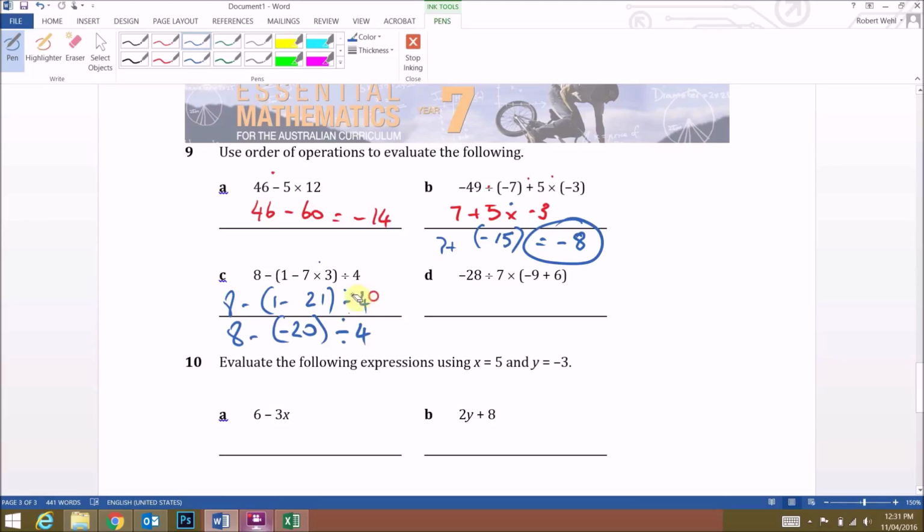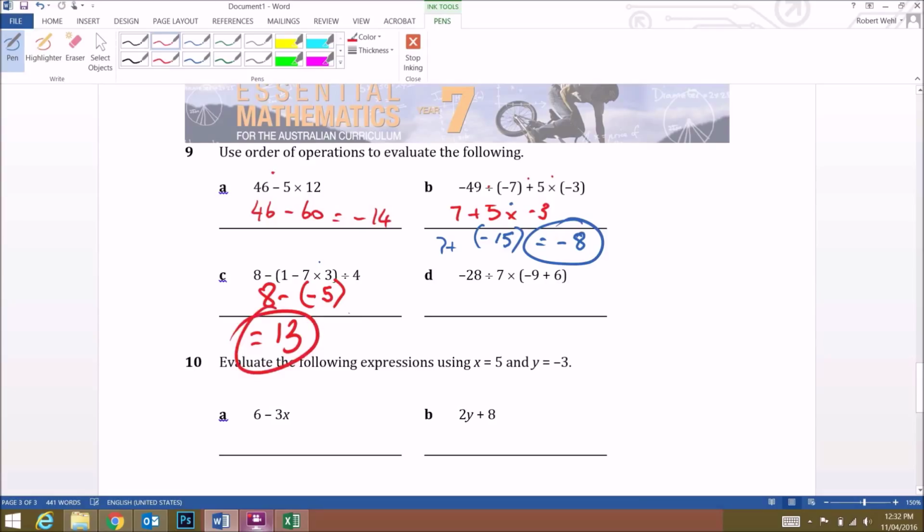Alright, next comes this one here. I've got two operations left. Division comes first. 20 divided by 4 is 5. And there's one negative, one positive, which means it's -5. And we have 8, and the minus sign stays there. 8 take away -5 turns into 8 plus 5, and 8 plus 5 equals 13.